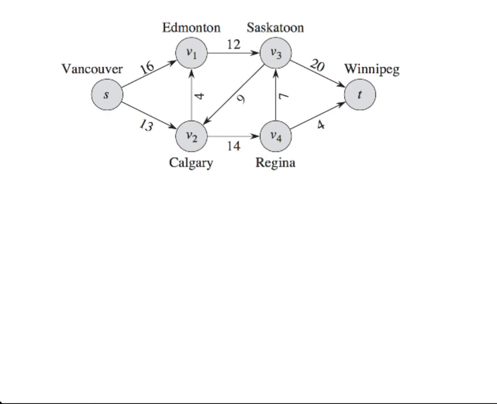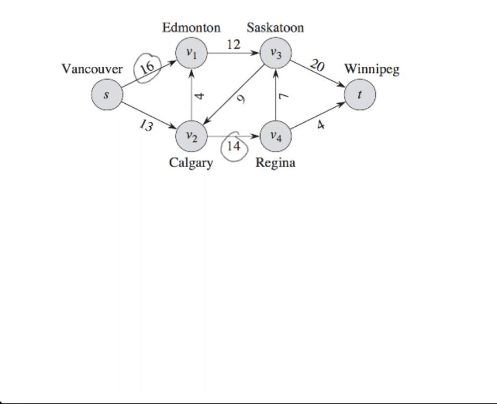For example, they can ship 16 crates of hockey pucks from Vancouver to Edmonton every day, and 14 crates from Calgary to Regina. Given these constraints, given this flow network, they want to maximize the number of crates they can ship from Vancouver to Winnipeg. If they can only ship 20 crates per day, it doesn't make any sense to produce 25 crates per day because they wouldn't be able to store them.